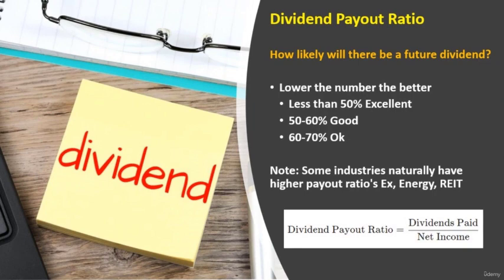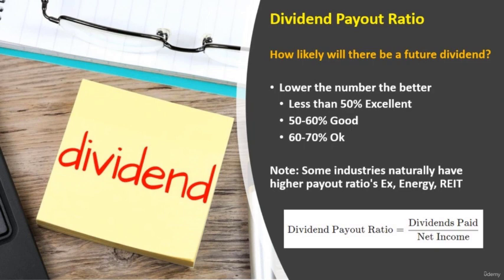The dividend payout ratio basically helps us to determine how likely there will be a future dividend. In this case, the lower the number is better. Dividend yield, we want a higher number. In this case, we want a lower number. Because what we're figuring out here is, as you can see in the formula at the bottom there, we're taking out the amount of dividends that are being paid out. And dividends are paid out of net income, right? Earnings that the company has. So dividends paid divided by net income gives you your payout ratio, or what percentage of net income is being paid out in dividends.